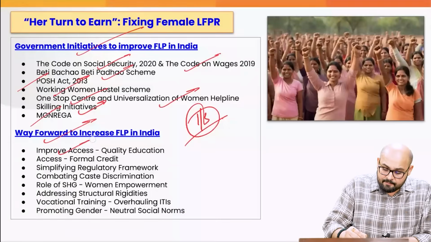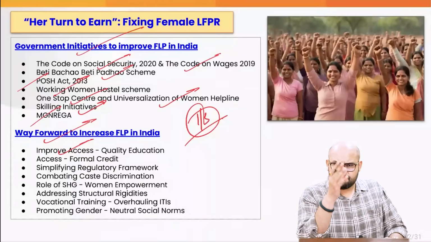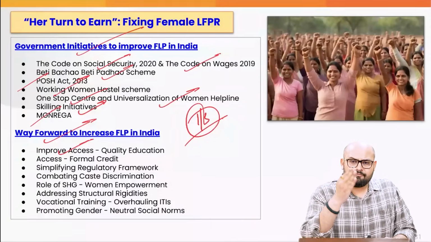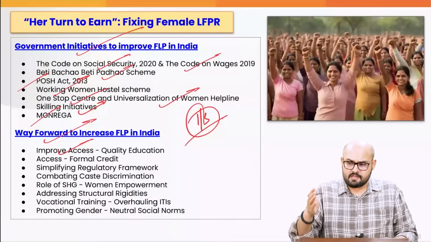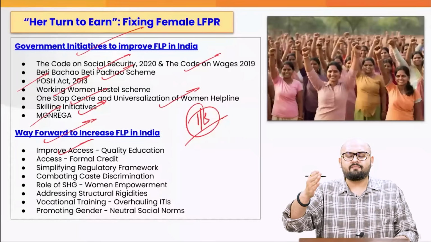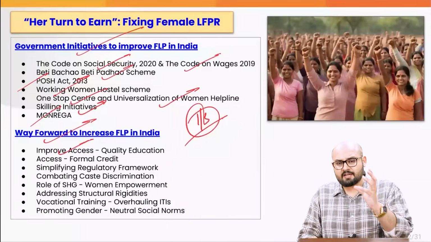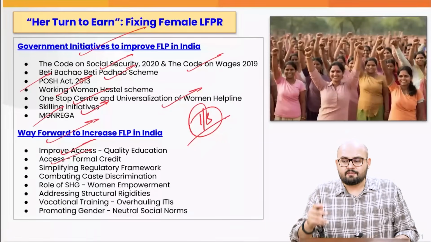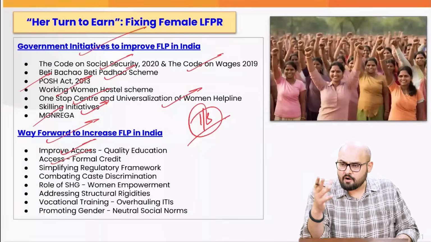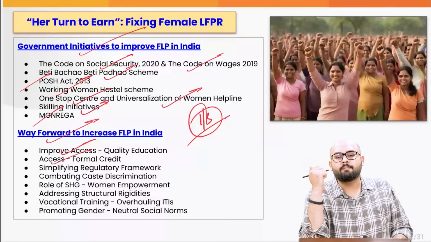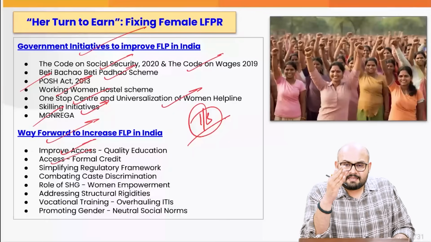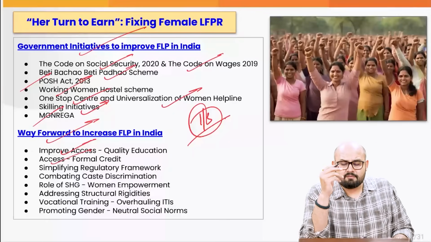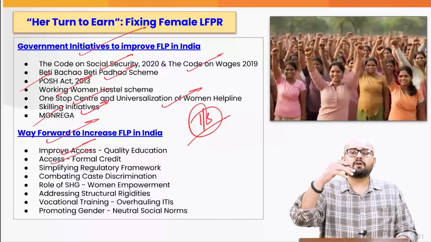The very first is improved access to quality education. This we have already discussed. As we have better educational attainment with respect to women, definitely they would have better, more productive employment opportunities. Then we have access to formal credit. The traditional lenders, for example the banks, are not really inclined to give funds to women. So there has to be increased credit disbursal for women so that they can have their own livelihood opportunities, right?